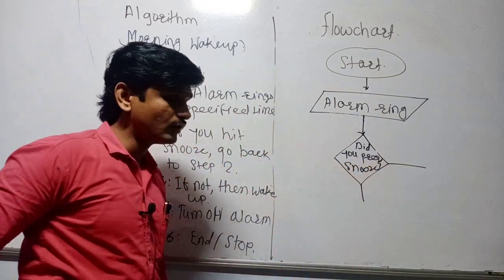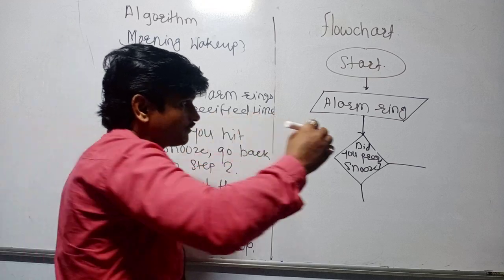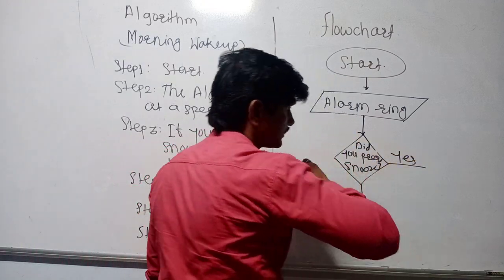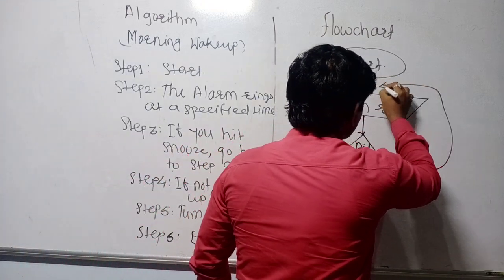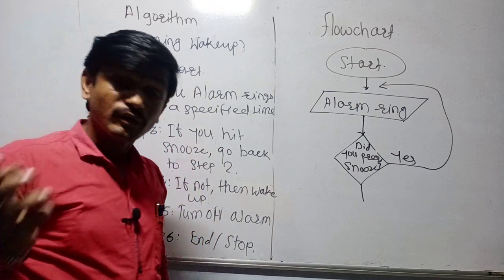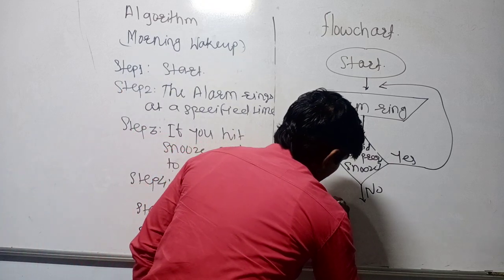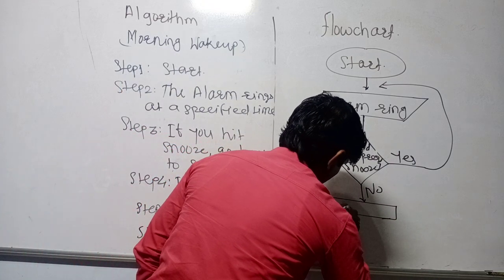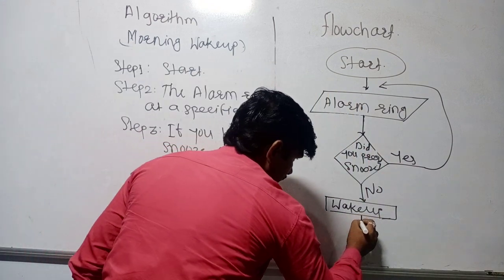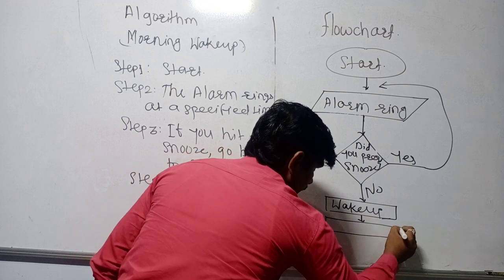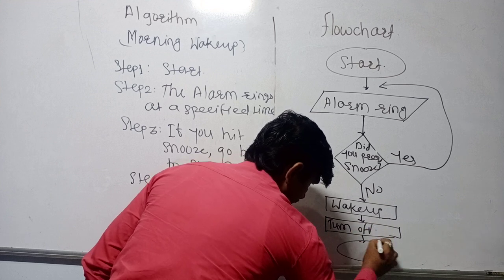Now next, there are two errors here, you have to check. If you hit snooze, then go to step 3. Hit S. If S, then what will come? You will go to step 2. If no, then you can go to process. That is wake up. Then wake up, and then last, turn off, and last that is stop.